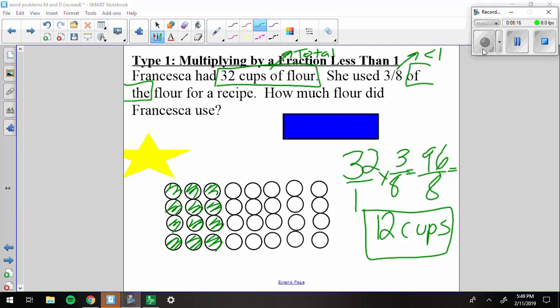All right, we can tell that this is a multiplying problem because we're looking for a part of the total. 32 cups of flour. She used 3/8 of them. So in my picture, what I did was for every 8 cups of flour, I shaded in 3. 1, 2, 3, 4, 5, 6, 7, 8, 9, 10, 11, 12. So let's see, moving over to my algorithm, do I get 12 cups? I do. 32 over 1 times 3/8 equals 96 over 8. 8 goes into 96 12 times. She used 12 cups.